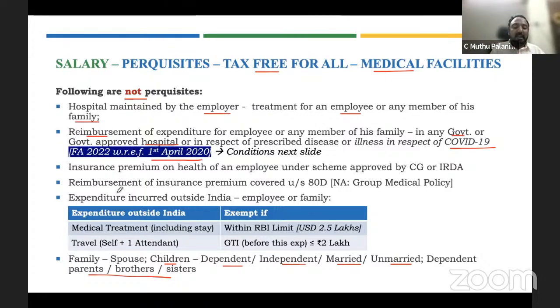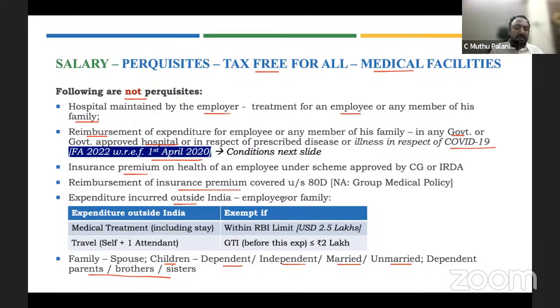And next is any insurance premium on the health of an employee under a specified scheme. Whatever insurance premium the employer is paying on behalf of the employee is not a perquisite. Similarly, if the employer is not taking insurance, but I have taken insurance and the employer is reimbursing, that is also not covered. It is not a perquisite. Generally, medical insurance policies taken by the individual are covered under 80D. If that premium is reimbursed to me by the employer, then it is not a perquisite.